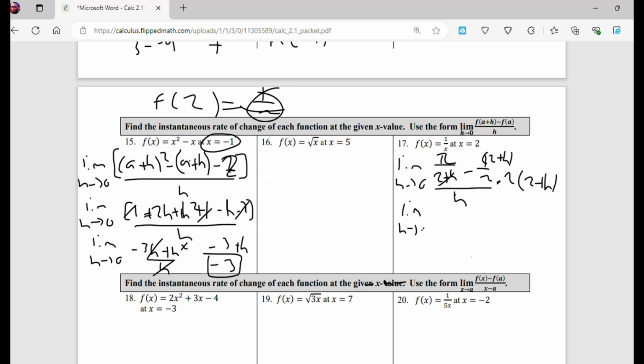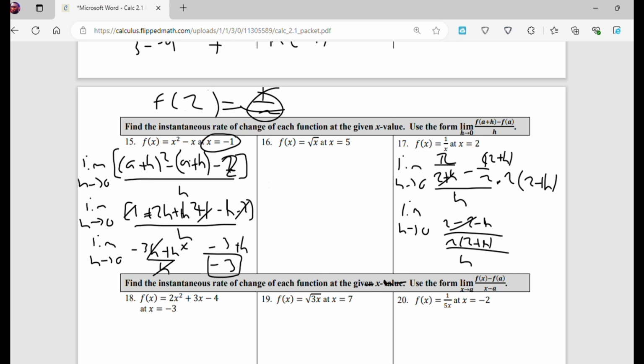Limit as h approaches 0, 2 minus 2 minus h over, and then 2 over 2 plus h over h. So negative h over 2 times 2 plus h over h.